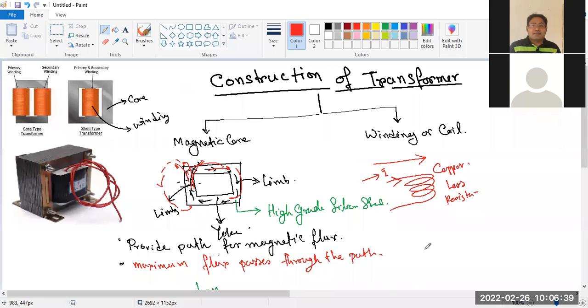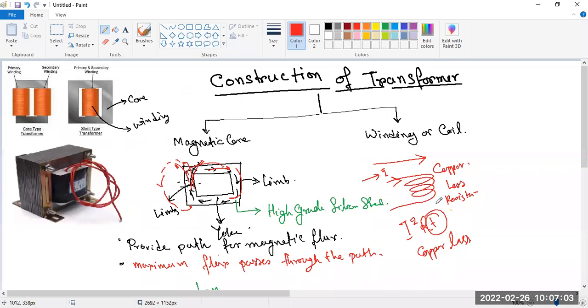Now which type of loss occurs? You have studied there is heat. Heat means I square R, and I square R t for the time. So here the loss occurs due to the I square R loss. This is called copper loss.